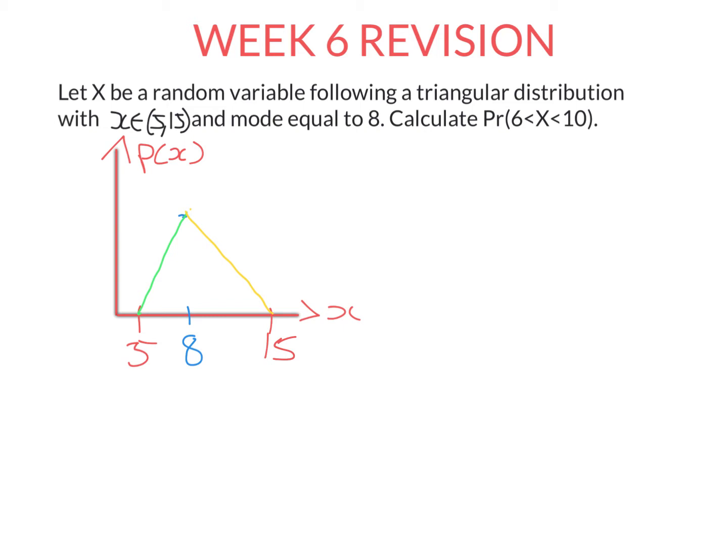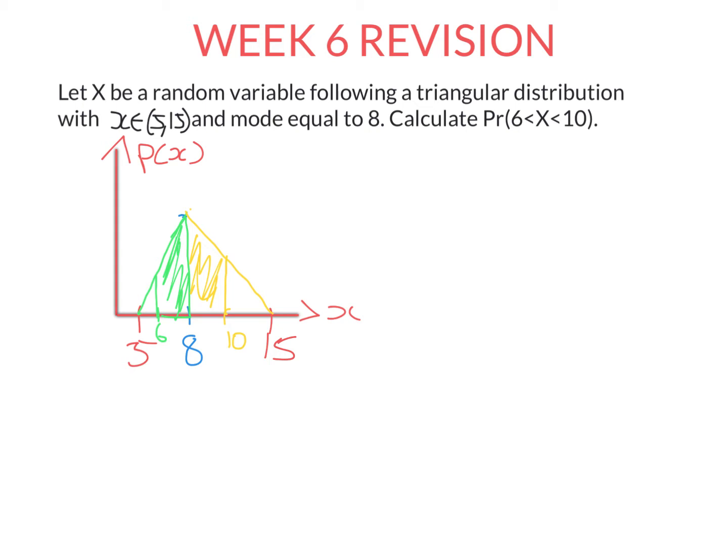So I want to find the probability x is between 6 and 10. What that means is I need to find the area enclosed between x equals 6 and x equals 10. Now I could use integration, but that will take a while. Instead, what I'm going to do is divide this into two trapeziums. So I can find the area of this trapezium, I can find the area of this trapezium, and then simply add together those areas. So how am I going to find the area of these trapeziums?